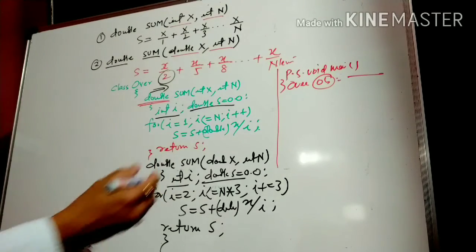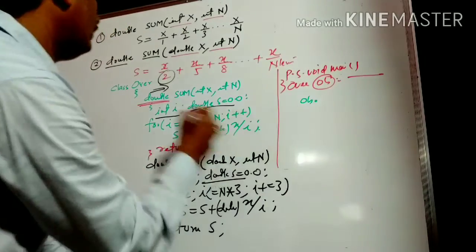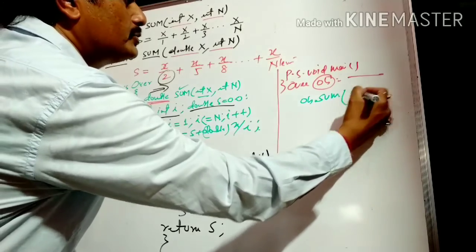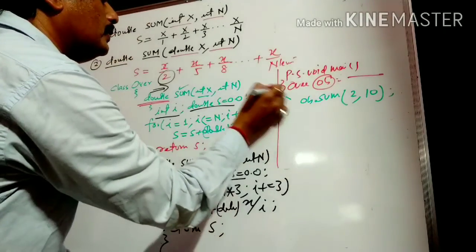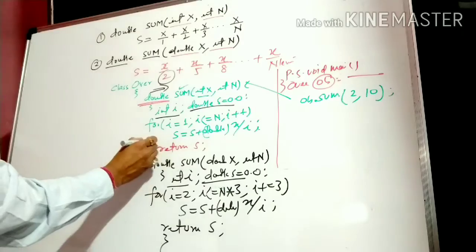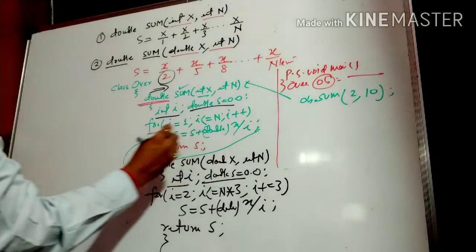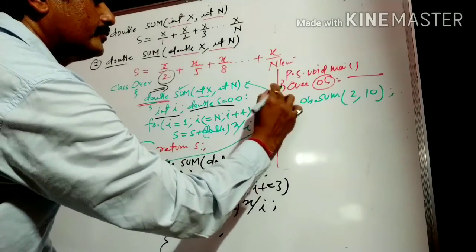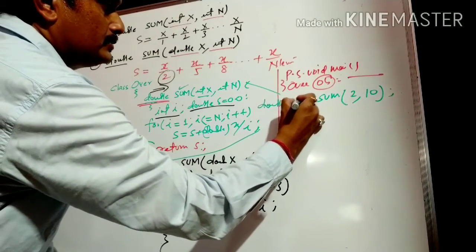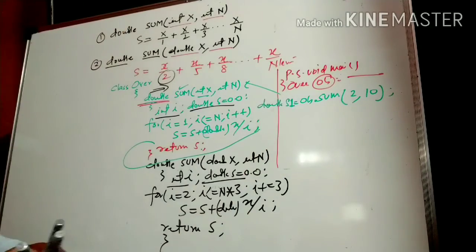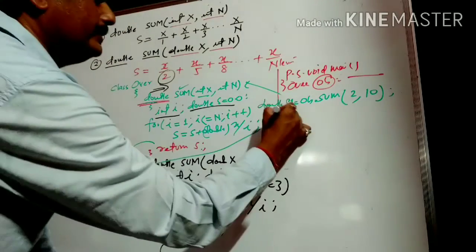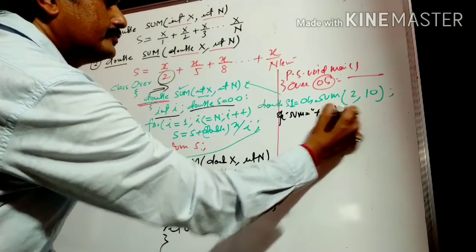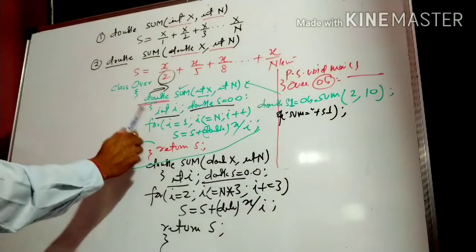Storing means what? When you call ob with this sum, here integer x, the value of x is 2 and n's value is 10. It will go there, calculate it, and return the value of s. The return type will be what? Double. So you can store here double s1 is equal to, all right, and here you can print sum is equal to s1. This is called method number 1.